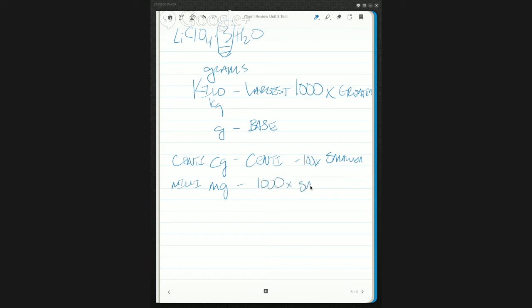1,000 times smaller. Okay, so when you're doing the conversions, you have to remember that kilo is the only one that's bigger. Kilogram, kilometer, whatever it is, it's bigger. Centi, like century, it's 100 times smaller. Milli, like millennium, is 1,000 times smaller. And so there'll be conversions like if I said 0.100 kilograms to grams, what will the answer be?